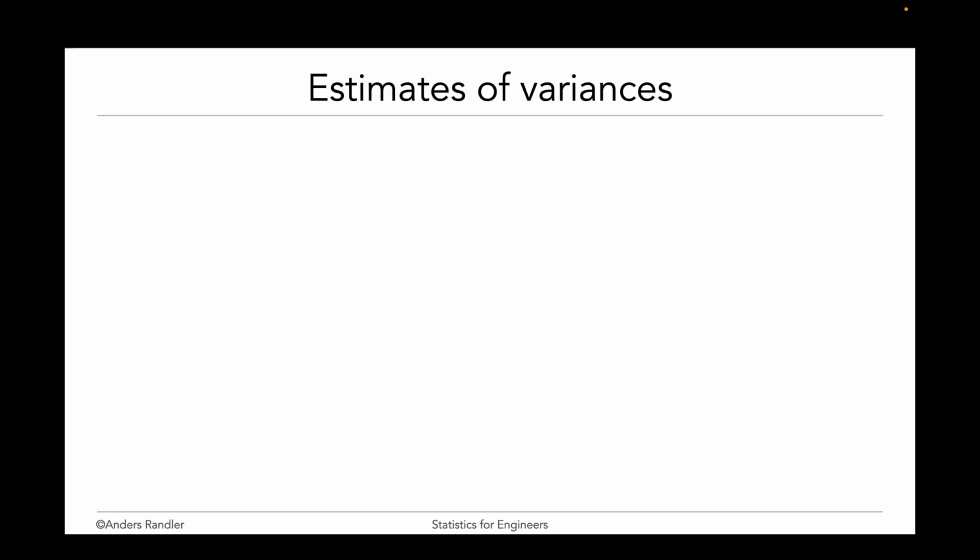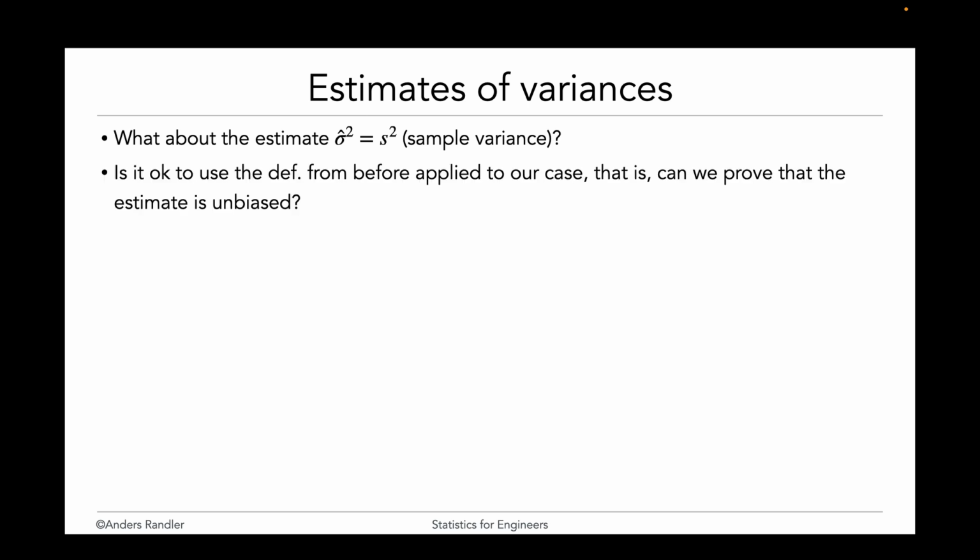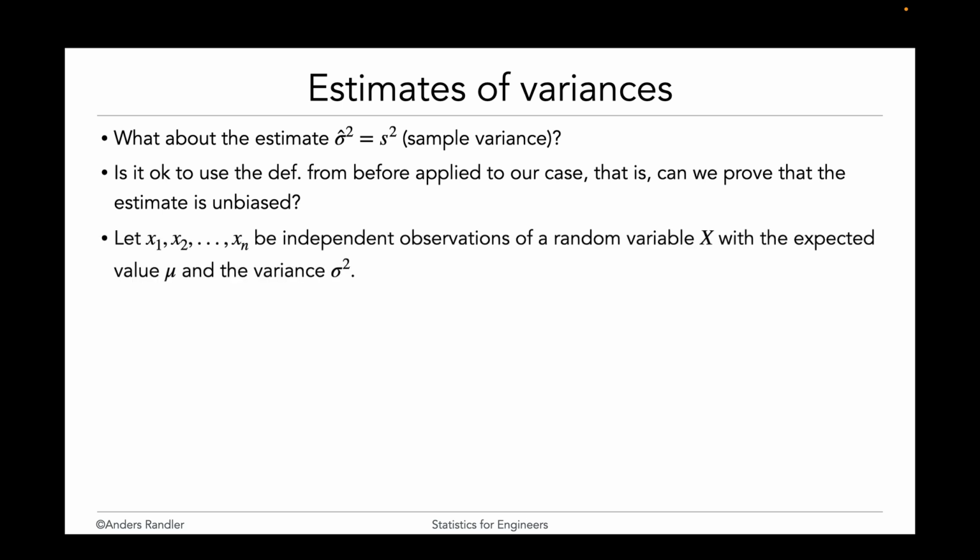Okay, estimates of variances then. What about this estimate? Sigma hat squared equals the sample variance. Is it okay to use the definition from before applied to our case? That is, can we prove that the estimate is unbiased? Let x1 to xn be independent observations of random variable x. And as usual, we have the expected value of mu and the variance of sigma squared. So we need to prove this.